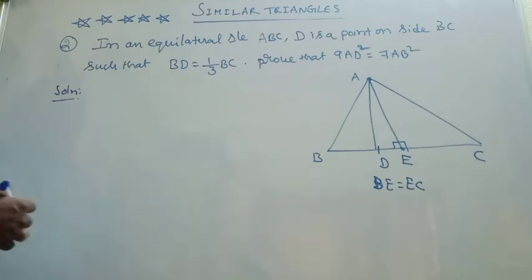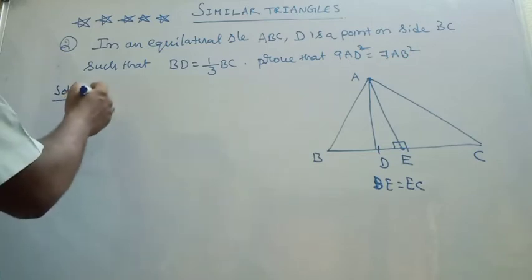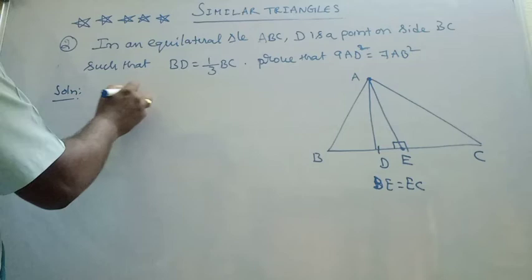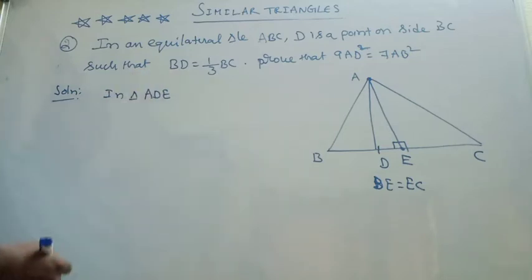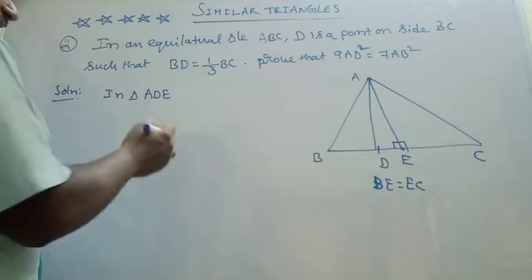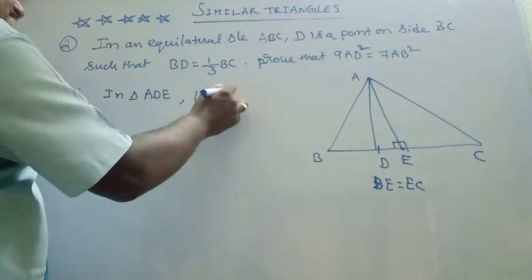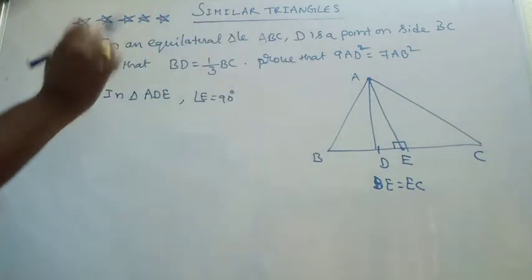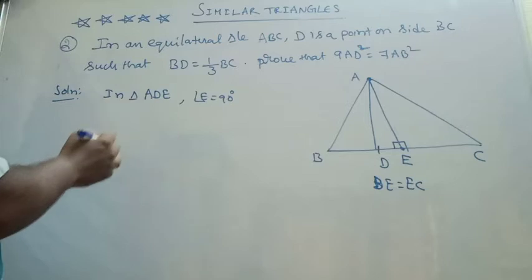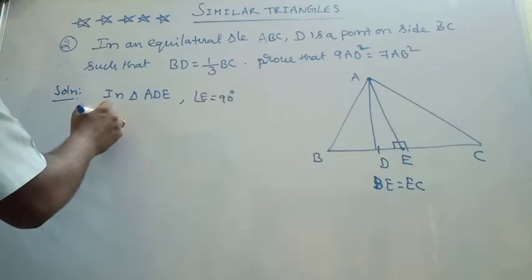Now, fine. Let us take here, my dear students, triangle ADE. In triangle ADE, angle E is 90 degrees, because I told you that that is the median, the altitude, the angular bisector, and the perpendicular bisector. That means angle AED is 90 degrees. Therefore, AD is the hypotenuse.